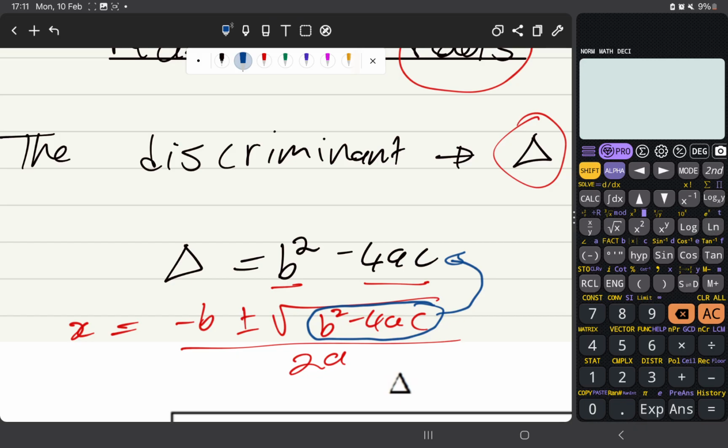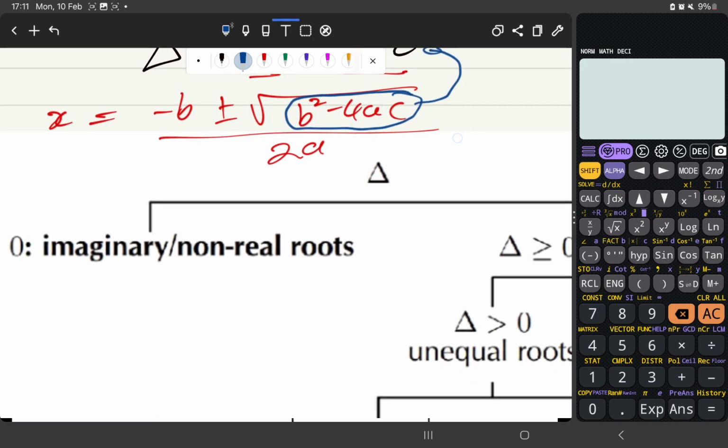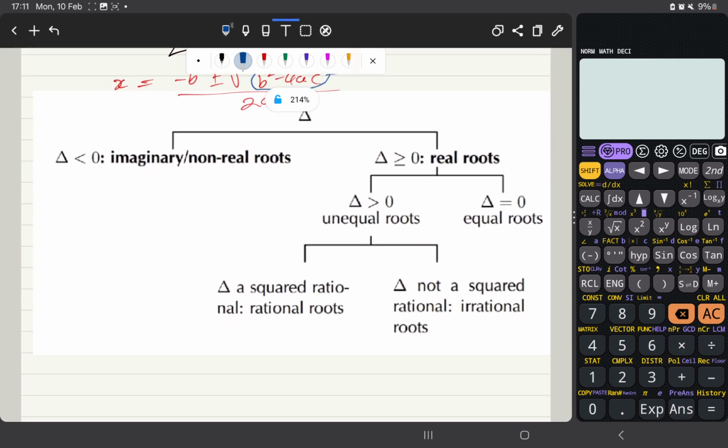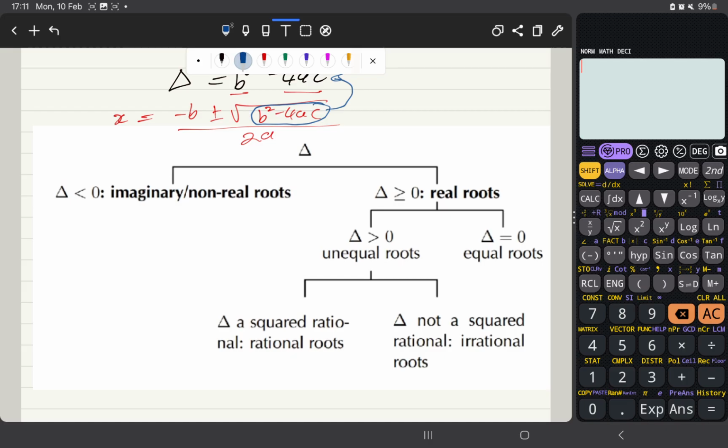It's going to tell us whether our roots are imaginary or whether they are real numbers, and so forth. So there's a nice diagram that breaks it down nice and easy for us to remember. This symbol is for the discriminant, which is b squared minus 4ac. Our discriminant is not the square root of this, it's just b squared minus 4ac. That is the discriminant, right?